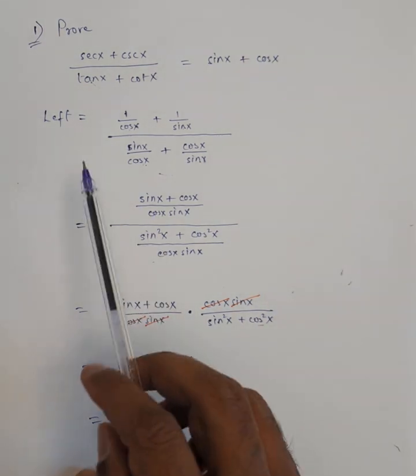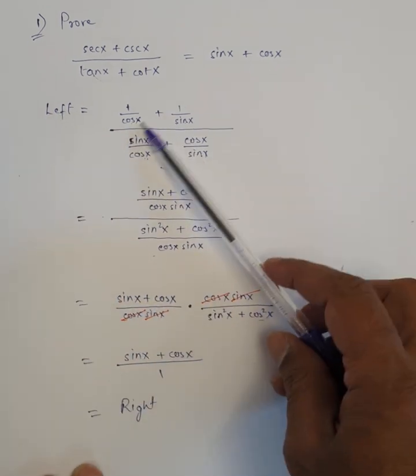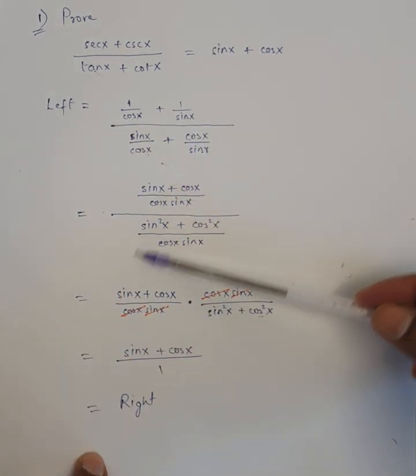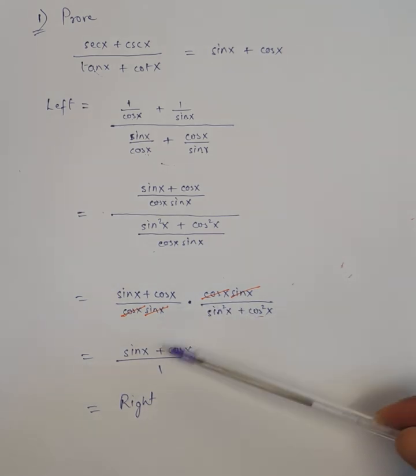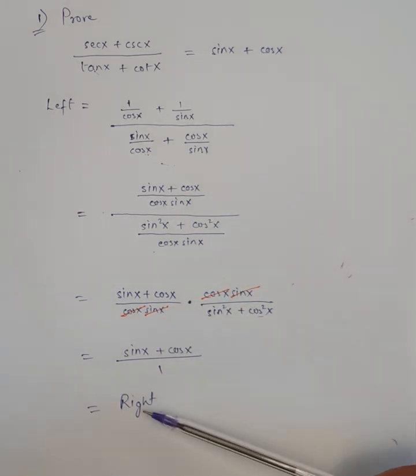So we started with the left, we rewrote, then did all the operations, mathematically appropriate operations, and arrived at the right side. So we proved this. Let's do one more problem.